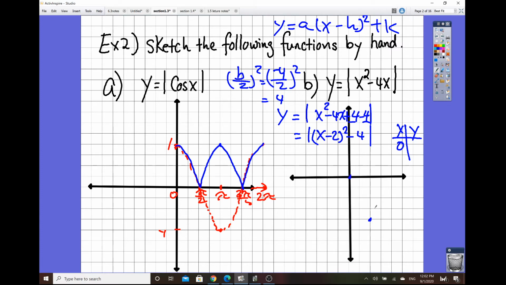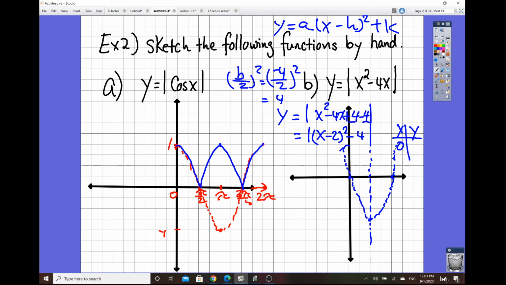Again, the vertex also shows the line of symmetry. So that means the other point is going to be reflected over the line of symmetry, 2 units away. Again, this one is just a parent graph without the absolute value, so it's dotted.